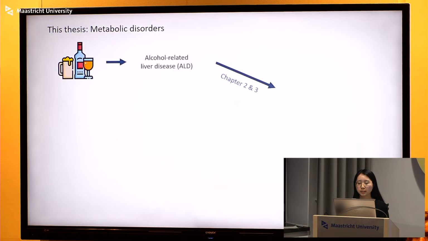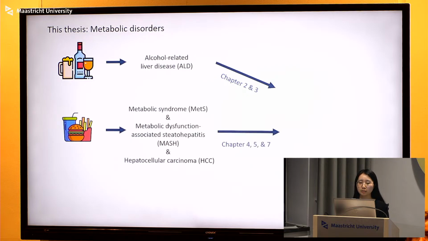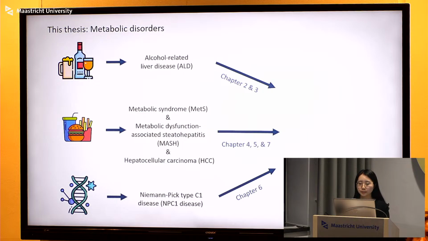In Chapter 2 and Chapter 3, we covered alcohol-related liver disease, ALD, which results from consuming too much alcohol. In Chapters 4, 5, and 7, I covered metabolic syndrome, MET-S, metabolic dysfunction associated steatohepatitis, MASH, and hepatocellular carcinoma, HCC, which results from overconsumption of fatty food. Finally, in Chapter 6, I cover NPC1 disease, which results from genetic mutation.